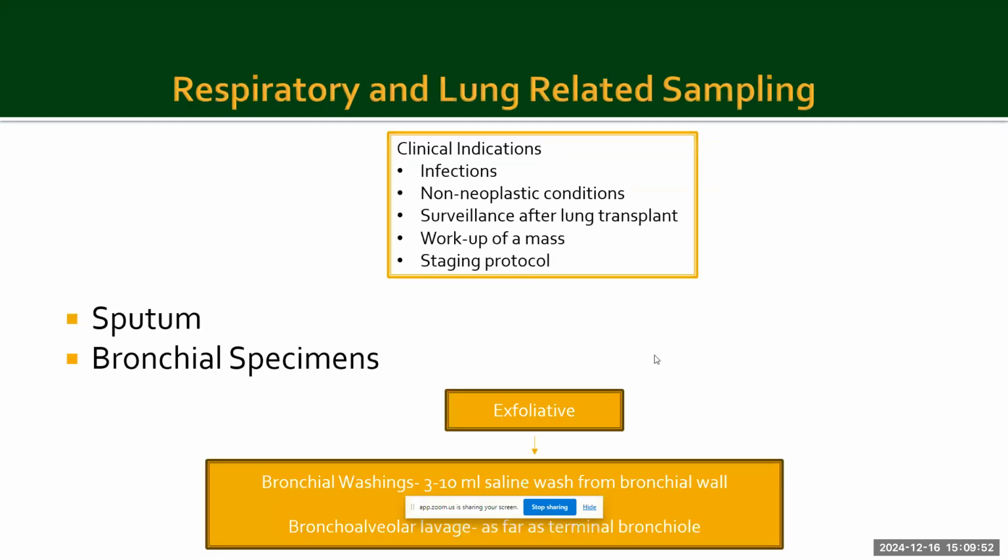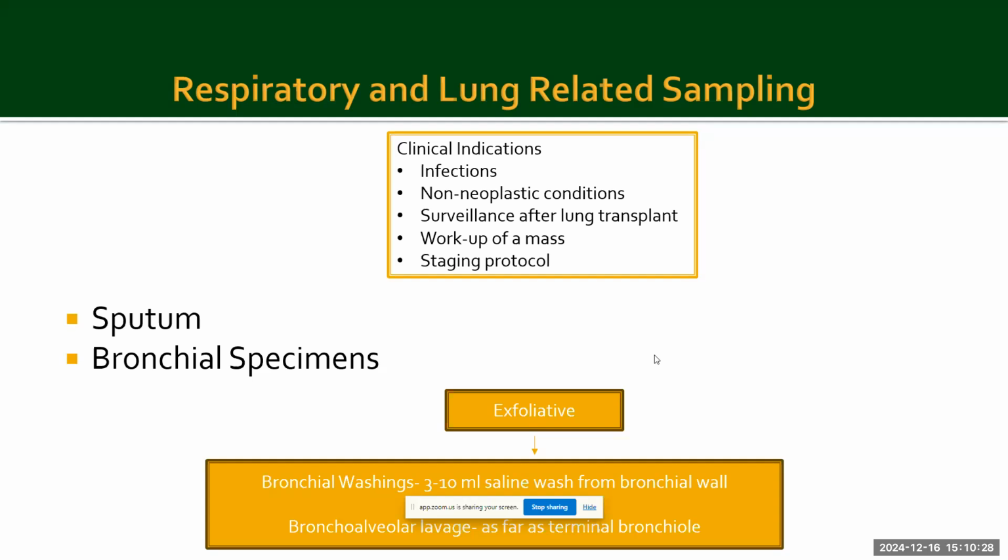Of course, this is the question that I always ask my resident or a cytopathology fellow who is rotating with me for the first time, because I think it is important to understand where we are getting the sample to be able to diagnose the disease more effectively. So, bronchial washings are usually yielded by instilling 3 to 10 milliliters of saline wash from the bronchial wall. The real difference between the bronchial washing versus the bronchoalveolar lavage is how far the saline wash is done. For bronchoalveolar lavage, the saline volume might be a little bit more, and it can go as far as a terminal bronchiole.